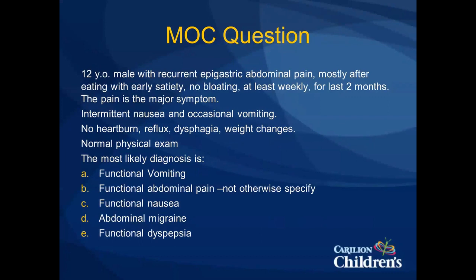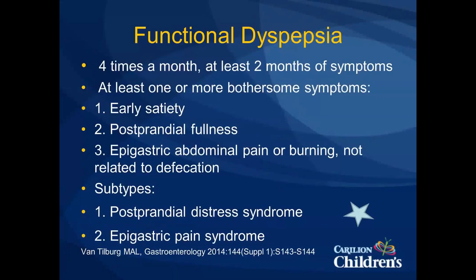Functional dyspepsia is bothersome symptoms of epigastric abdominal pain, early satiety, or postprandial fullness, happening at least 4 times a month for at least 2 months. It's classified into 2 subtypes: postprandial distress syndrome and epigastric pain syndrome. Postprandial distress syndrome patients stop eating, get bloated and distended, and have nausea associated with that.